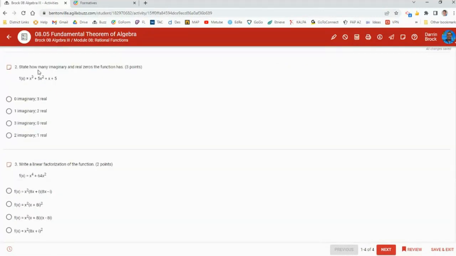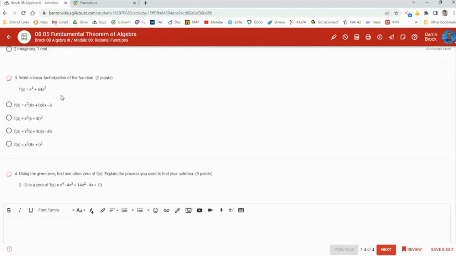All right, state how many imaginary and real zeros this function has. You can graph that to figure out how many real ones. You can look at the equation to tell how many zeros. Write the linear factorization of this. So write the factors. Which one of these is correct? Which of these would multiply back together to be that?